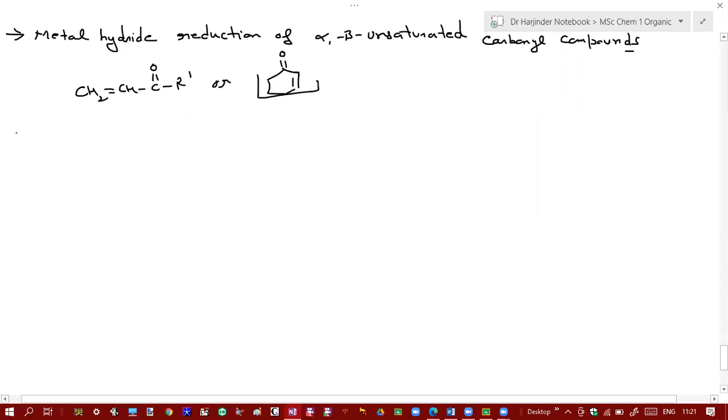So let us begin with reduction with sodium borohydride. Suppose you have a cyclic alpha beta unsaturated carbonyl compound. So here, what reducing groups are present?